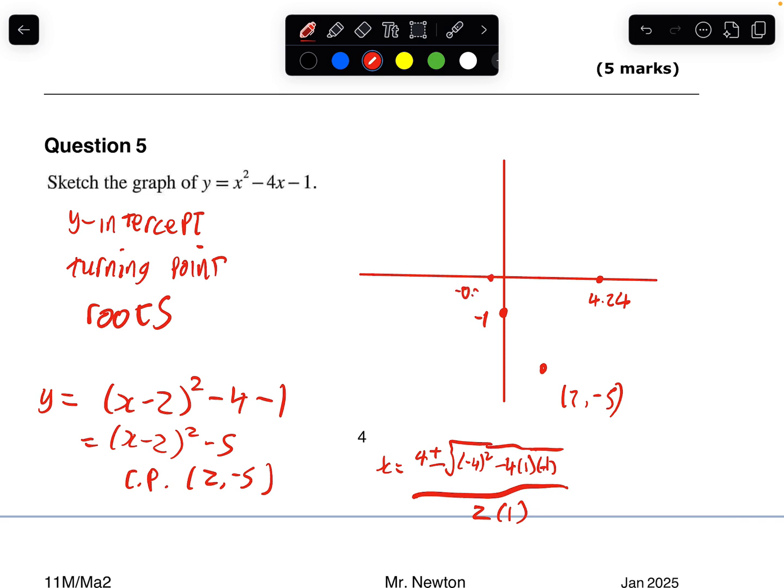Which is minus 0.23, or minus 0.24. If you notice, this here is the middle of the points. If you add these together and divide by 2, you get 2, because obviously it's symmetrical.